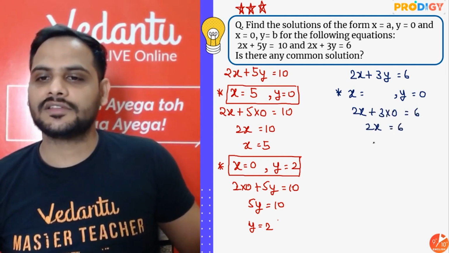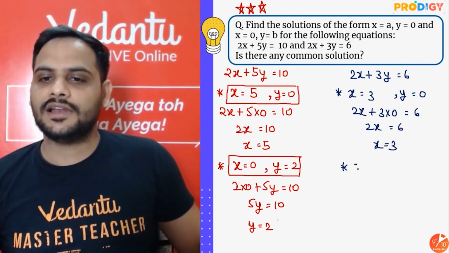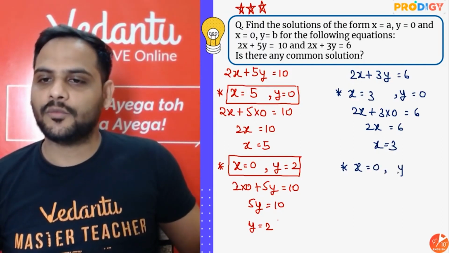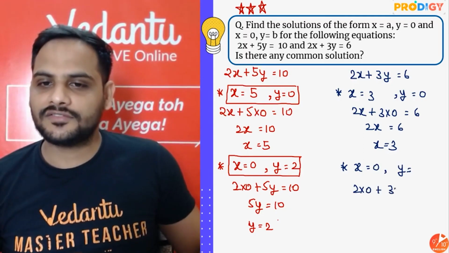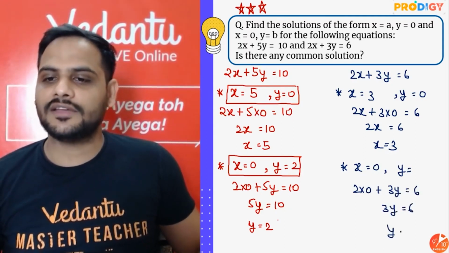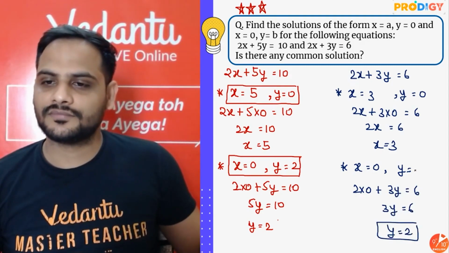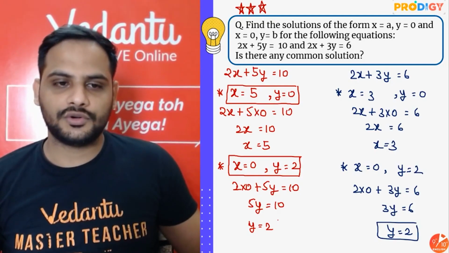2x is equal to 6. X is equal to 3. Okay. Second one, let's see when x is equal to 0, what is y? So you will say 2 into 0 plus 3y is equal to 6. You'll get 3y is equal to 6, so y is equal to 2. Alright, y is equal to 2.